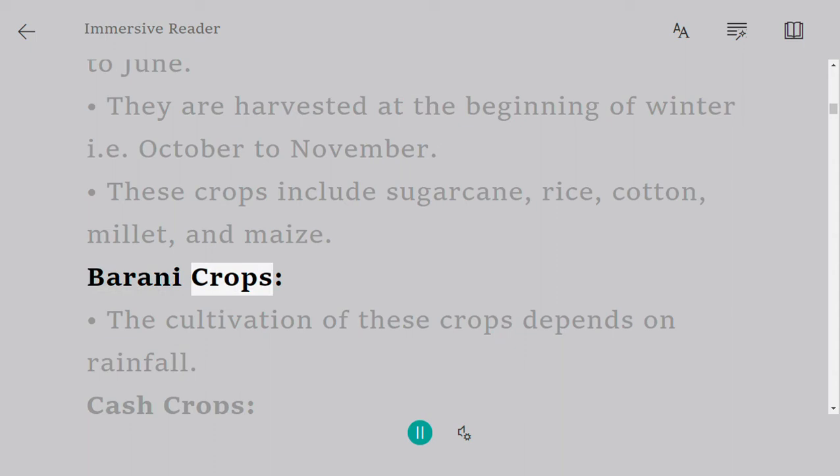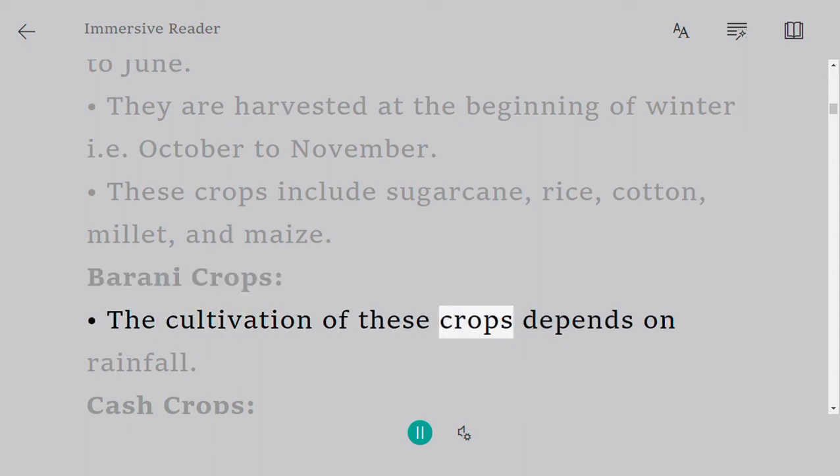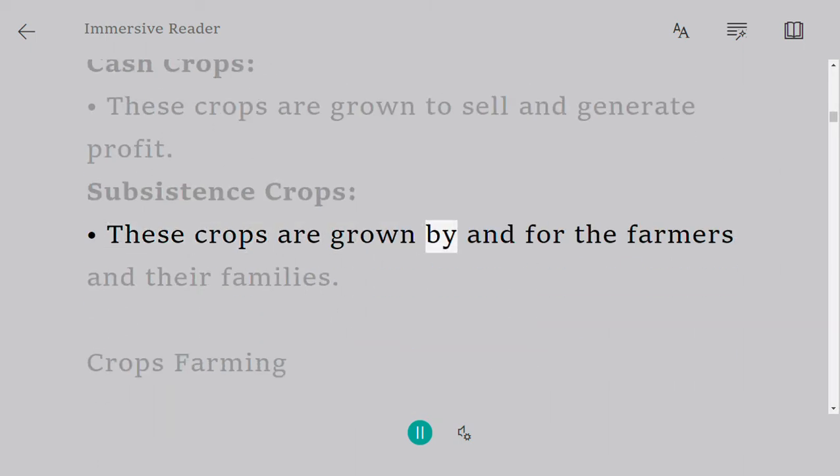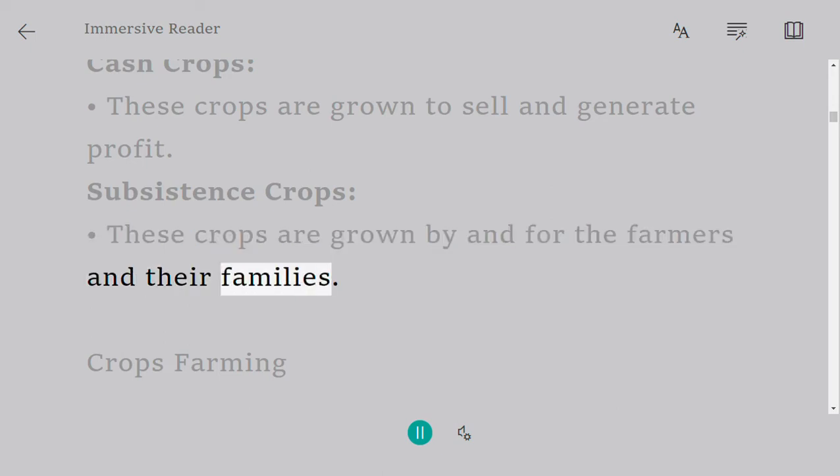Barani crops. The cultivation of these crops depends on rainfall. Cash crops. These crops are grown to sell and generate profit. Subsistence crops. These crops are grown by and for the farmers and their families.